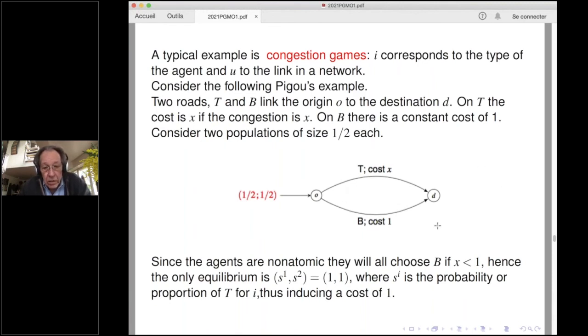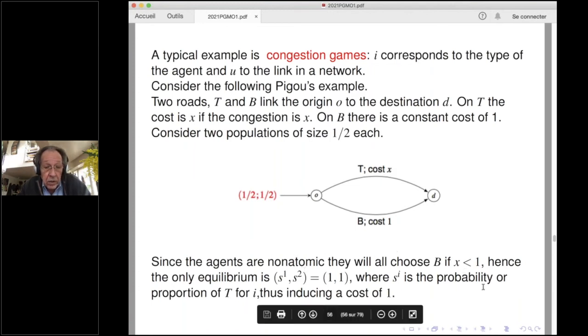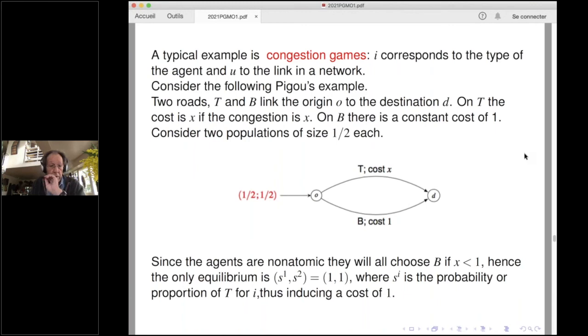So there is only one equilibrium, because if the total amount of people on top is strictly less than 1, then all the agents will go there because they will get less than 1. So the only equilibrium is where all the agents go top and the cost is 1. The only equilibrium is (S1, S2) = (1, 1), where Si is the proportion of taking top in population i, where population is either 1 or 2. So the cost is 1.